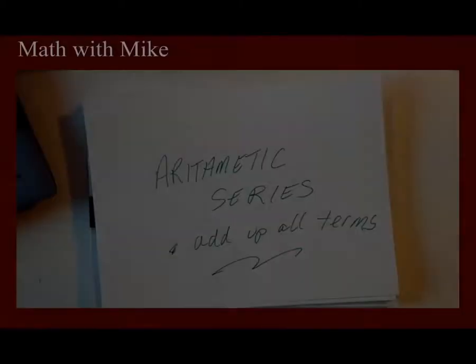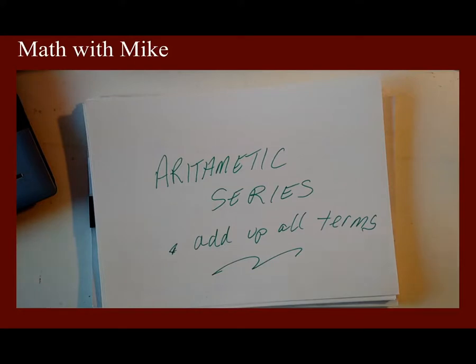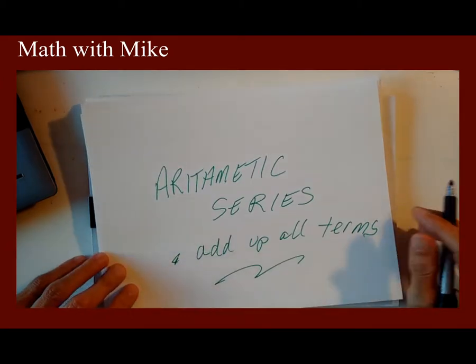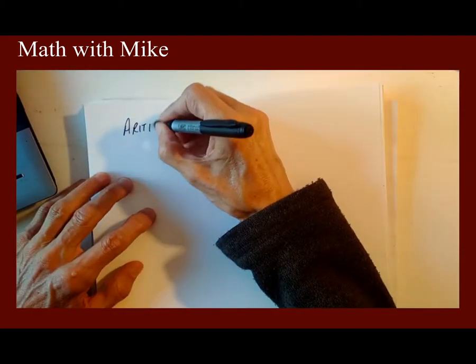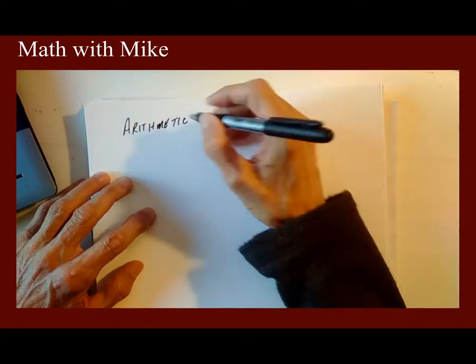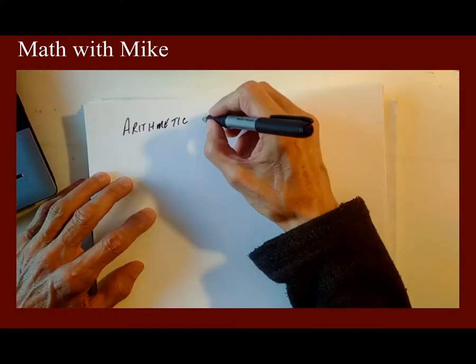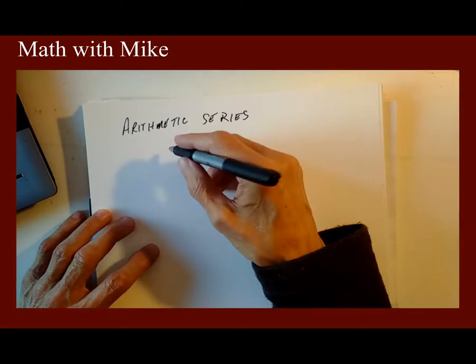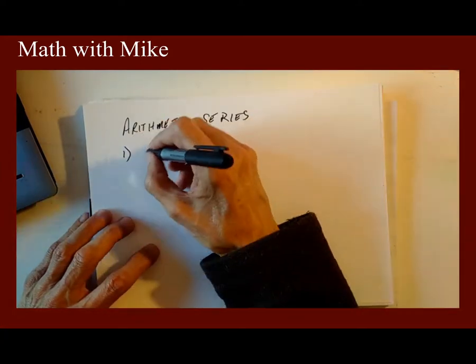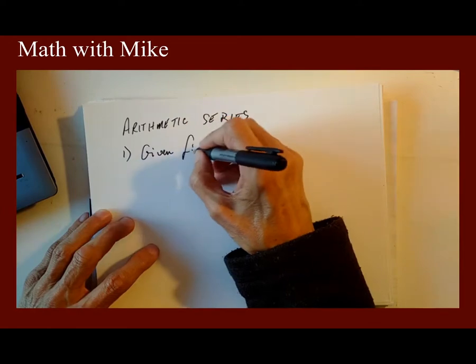Well, everyone, today we're going to be looking at arithmetic series. That is when you have a list, a sequence, and you add up all the terms together to see what they add up to. Now, there are two situations that we need to look at. With one situation, that is when you are given the first and the last term of the series. So when you're given the first and the last term.